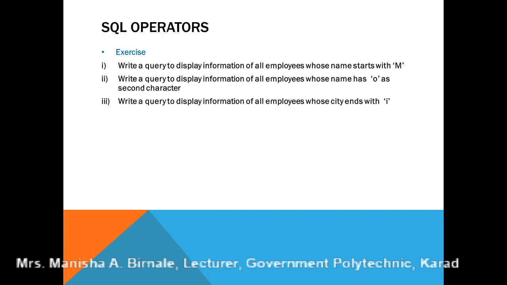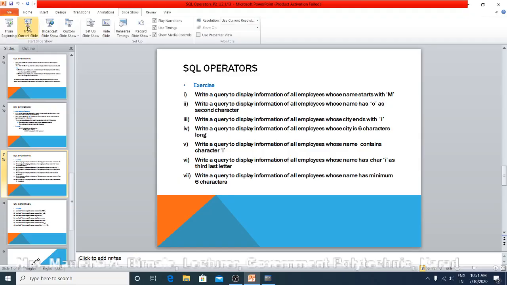Then third, write a query to display information of all employees whose city ends with I. There is one column city, and the city name should end with I. It may start with any letter, there may be any other letters in the city, but it should end with I. So let us see the query.